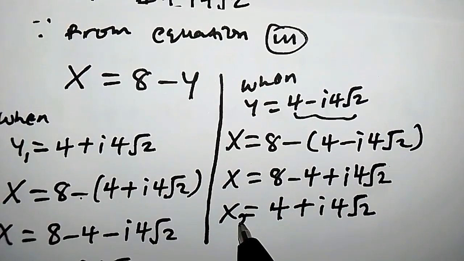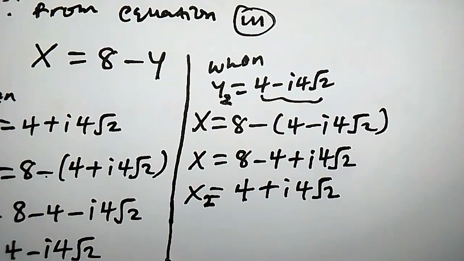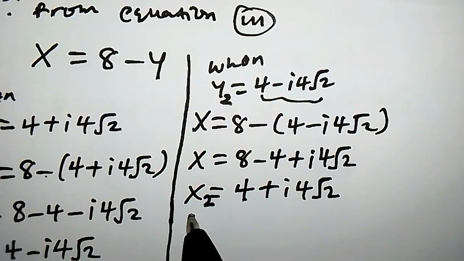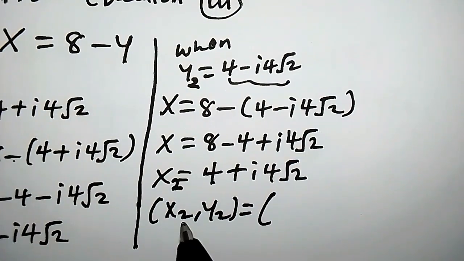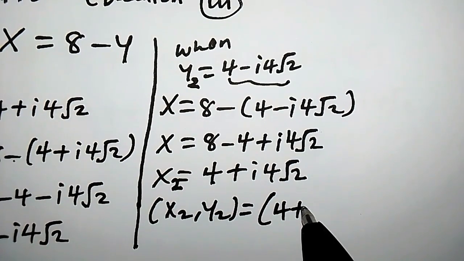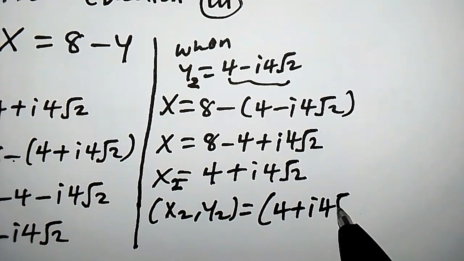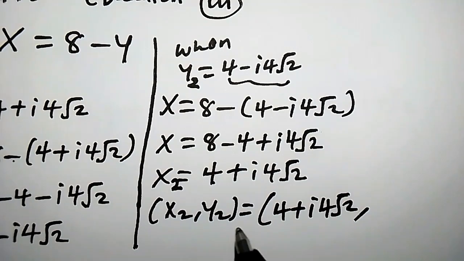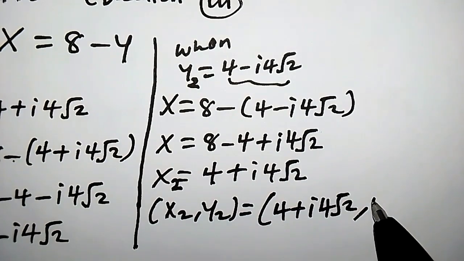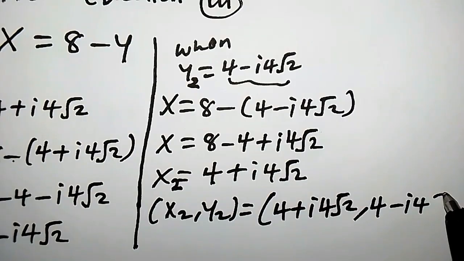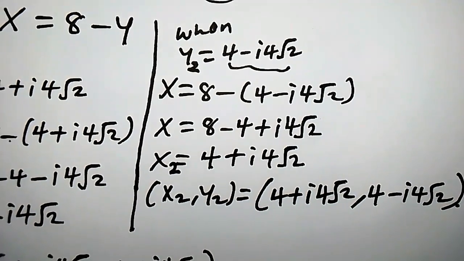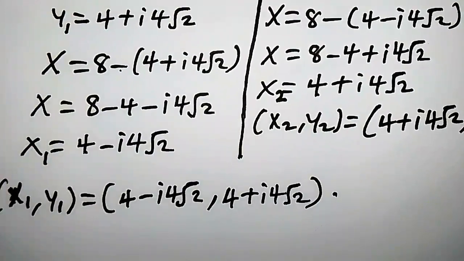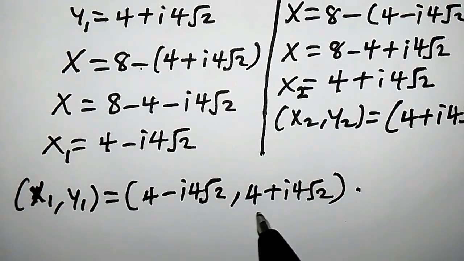This is our x2 and this is y2. So the second solution for this math Olympiad question is x2, y2 equal to 4 plus i times 4 root 2, comma, 4 minus i times 4 root 2. This is the second solution.